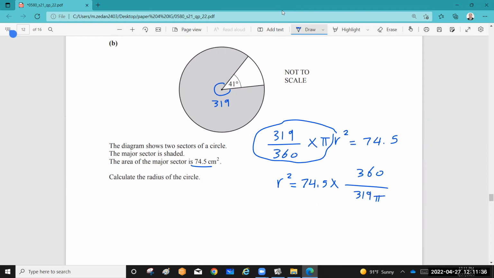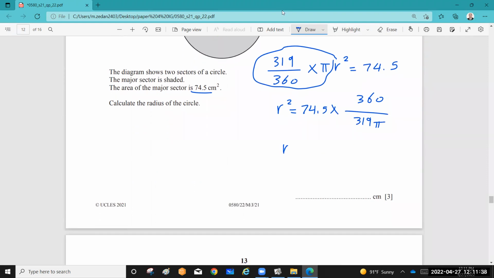Okay, solve this to get r squared. The r squared is equal to 26.76. Its square root, root 26.76, gives r about 5.17 approximately.